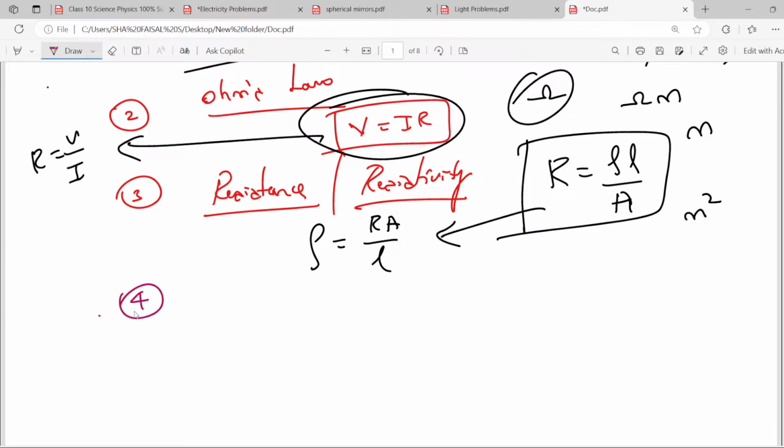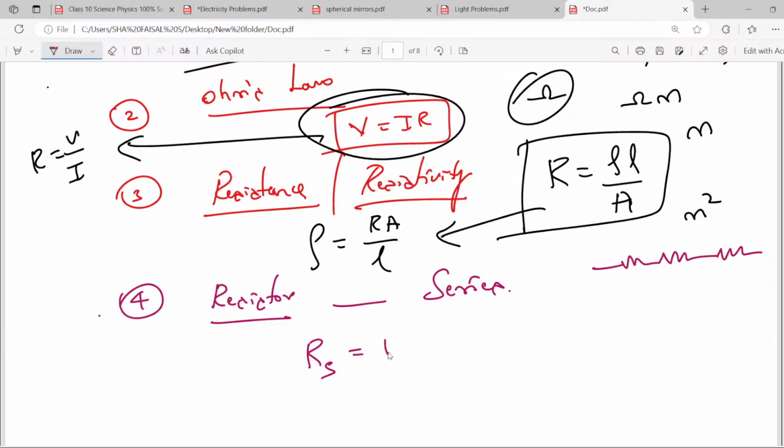Might be you all know it, but still once again I am repeating these points. When resistors are connected in series, we write the total resistance. RS is known as total resistance, or effective resistance. That is nothing but the summation of all individual resistors. So R1 plus R2 plus R3, and if we have 4, R1 plus R2 plus R3 plus R4. Is this clear? This is the formula to find the resistance when they are connected in series.